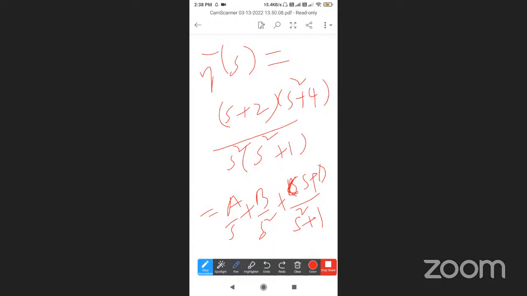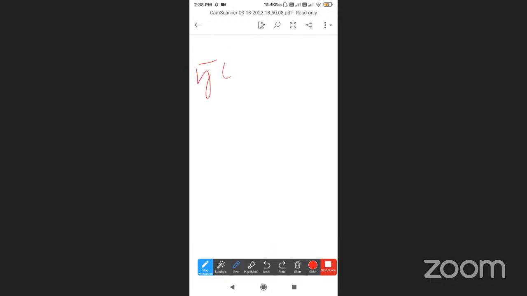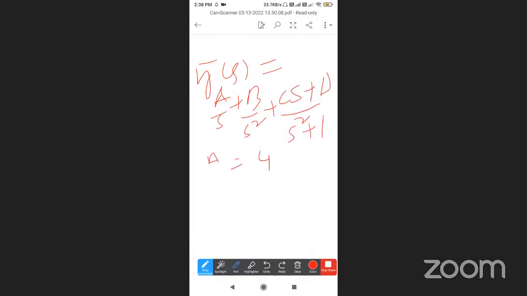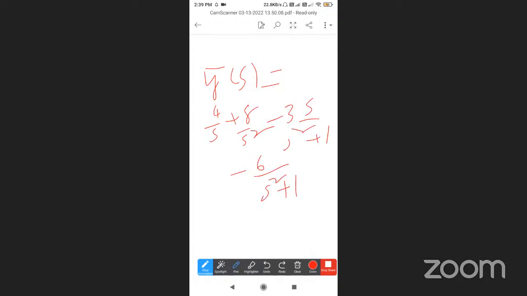What are the partial fractions? So y bar of s is equal to A by s plus B by s square plus Cs plus D by s square plus 1. We can simplify that. A value is 4, B value is 8, C value is minus 3, D value is minus 6. These values you can substitute. Y bar of s is equal to 4 by s plus 8 by s square minus 3s by s square plus 1 minus 6 by s square plus 1.